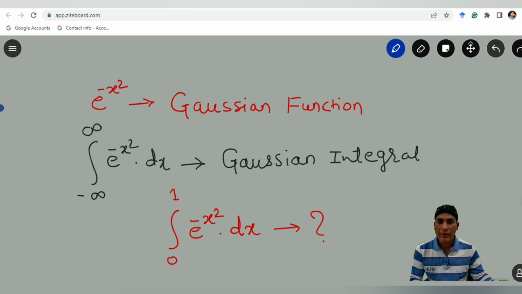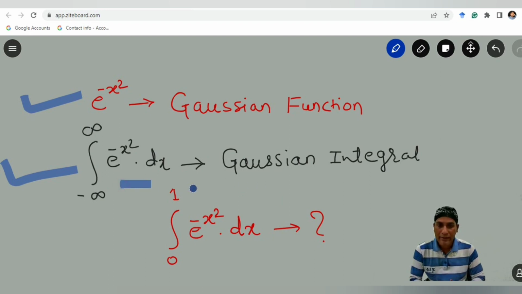Guys, in mathematics, the function e power negative x square is known as the Gaussian function. This function is very important and it plays a crucial role in the fields of mathematics, statistics, and probability theory. Here, the integral of the Gaussian function from negative infinity to infinity is called the Gaussian integral. Now, if you search on the internet, you will find different methods of evaluating this Gaussian integral.